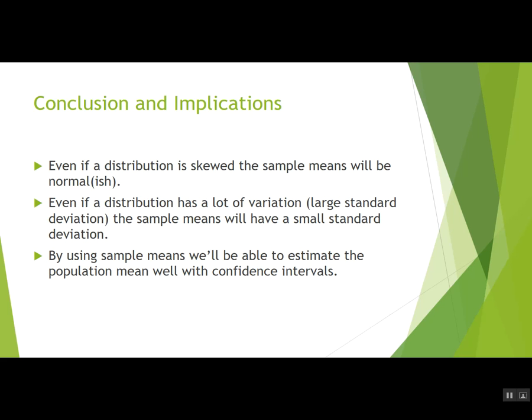And by using sample means, we'll be able to estimate the population mean well with confidence intervals. And by using sample means, we'll be able to test hypotheses. So these are the basic facts of life about the sampling distribution of the mean. What do sample means look like when you go out and take a sample of some data?